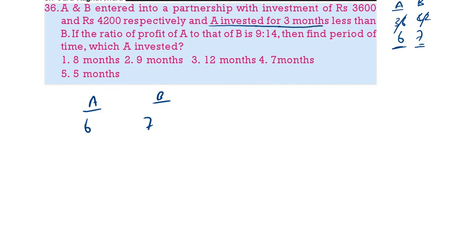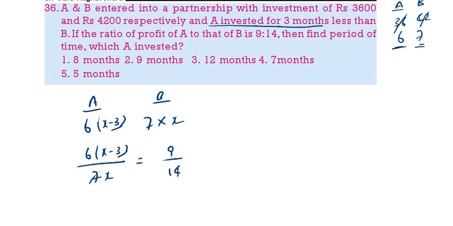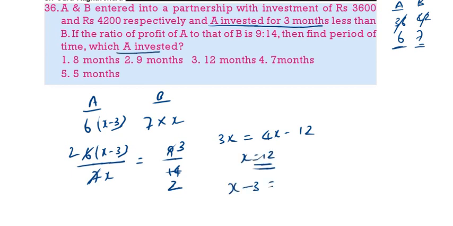A invested for 3 months less than B. So if you take B as X, A will be X minus 3, since it is 3 months less than B. Now, if the ratio of the profit, so 6 of X minus 3 by 7X is equal to 9 by 14. 7 ones are 7, 7 twos are 14, 3 twos, 3 threes. Therefore, we will get 3X is equal to 4X minus 12. Therefore, X is equal to 12. We want A. A is X minus 3. That will be equal to 9 months. 9 months is the correct answer.